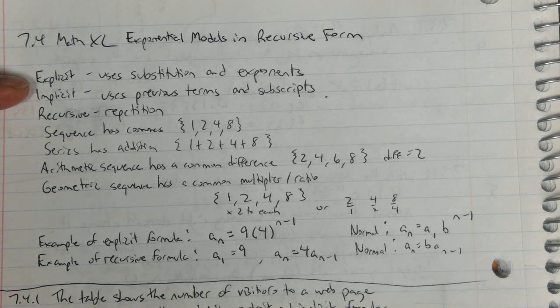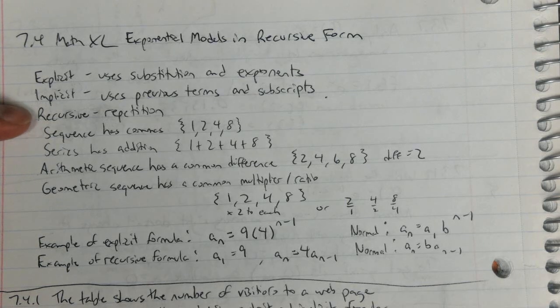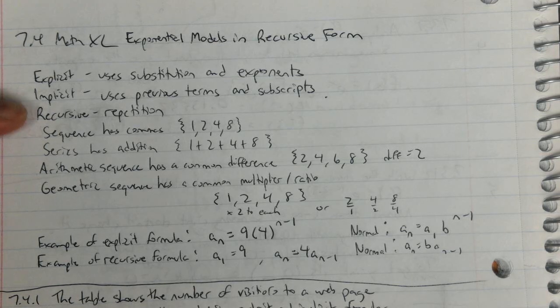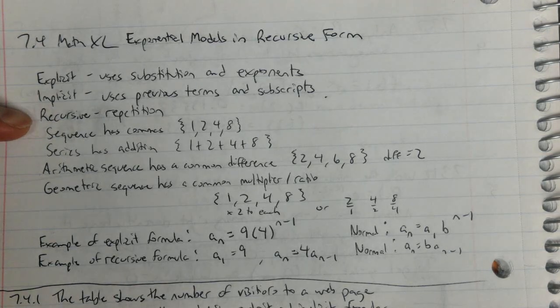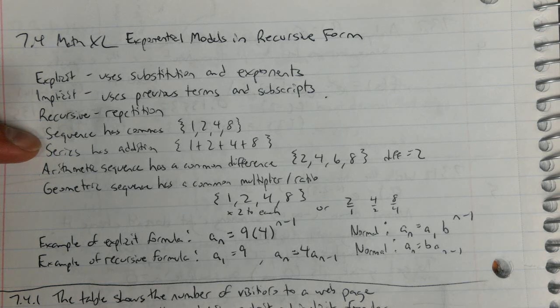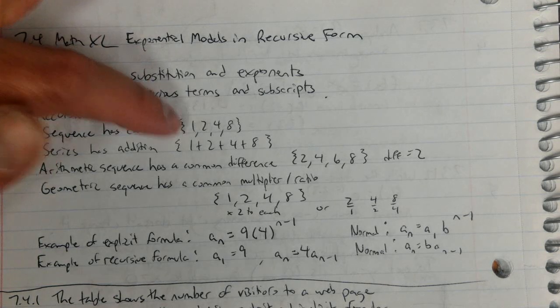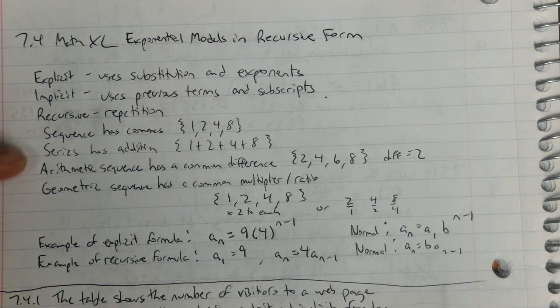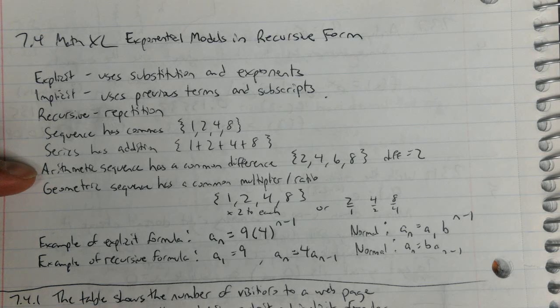Explicit uses substitution and exponents. Implicit uses previous terms and subscripts, and implicit is related to recursive, which has to do with repetition. So a sequence has commas, like 1, 2, 4, 8. A series has addition, like 1 plus 2 plus 4 plus 8.